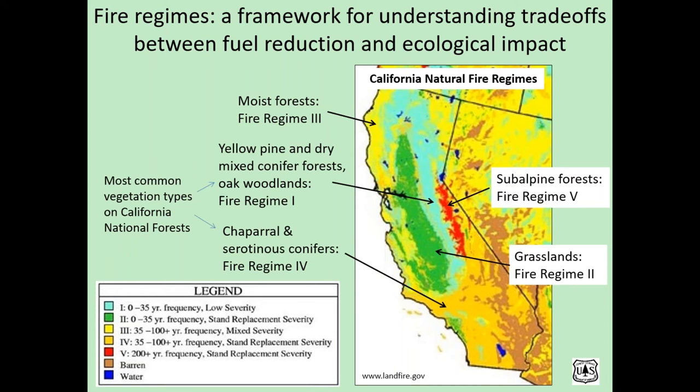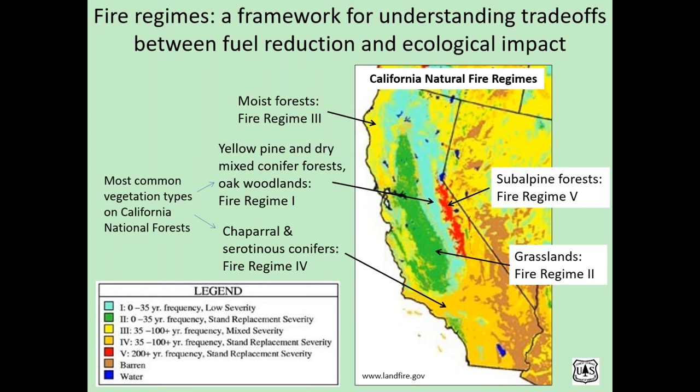There are many components to fire regime, but this one only uses fire frequency and fire severity, which is actually quite common. And I'm going to be talking about fire regime 1 forests, i.e. you know, sort of Mediterranean type or drier yellow pine and mixed conifer type systems. These are very common in the Sierra Nevada, but also in the higher mountains in Southern California. We call this fire regime 1.